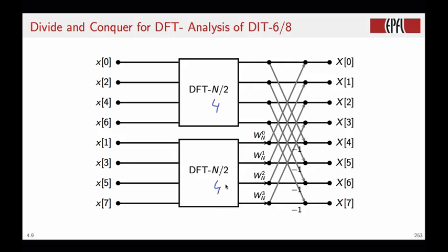Then the second output we multiply by W_n to the k, so that's W_n^0, 1, 2, 3. Then we take sum here and difference. That gives us x0 plus n over 2, that's x4. That's one combination, then plus minus gives us x1 and x5, etc., until we get x7. All right?